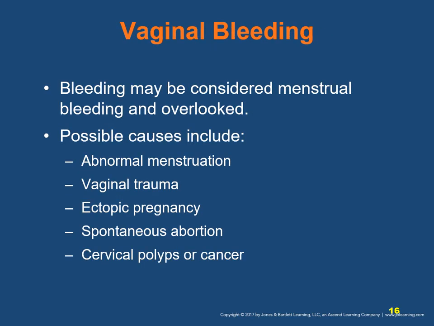Vaginal bleeding. Bleeding may be considered menstrual bleeding and overlooked. Possible causes include abnormal menstruation, vaginal trauma, ectopic pregnancy, spontaneous abortion, cervical polyps, and cancer.